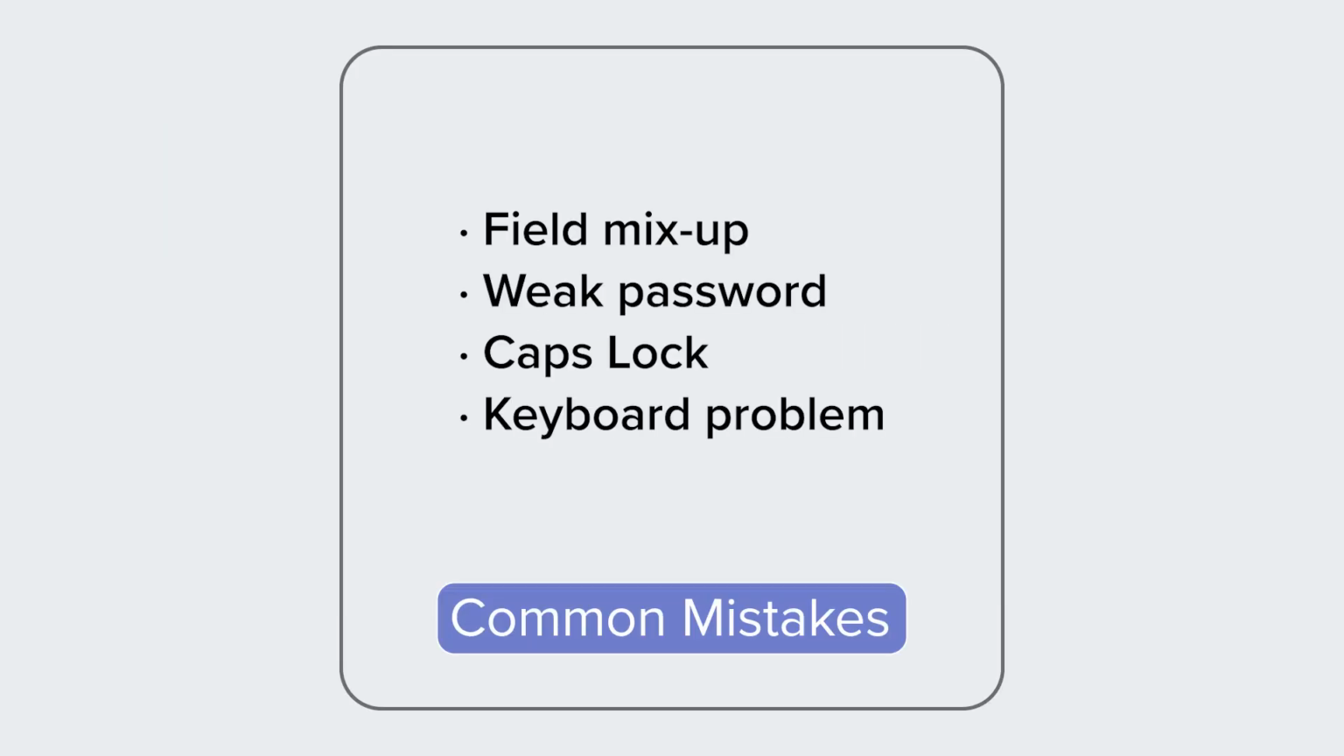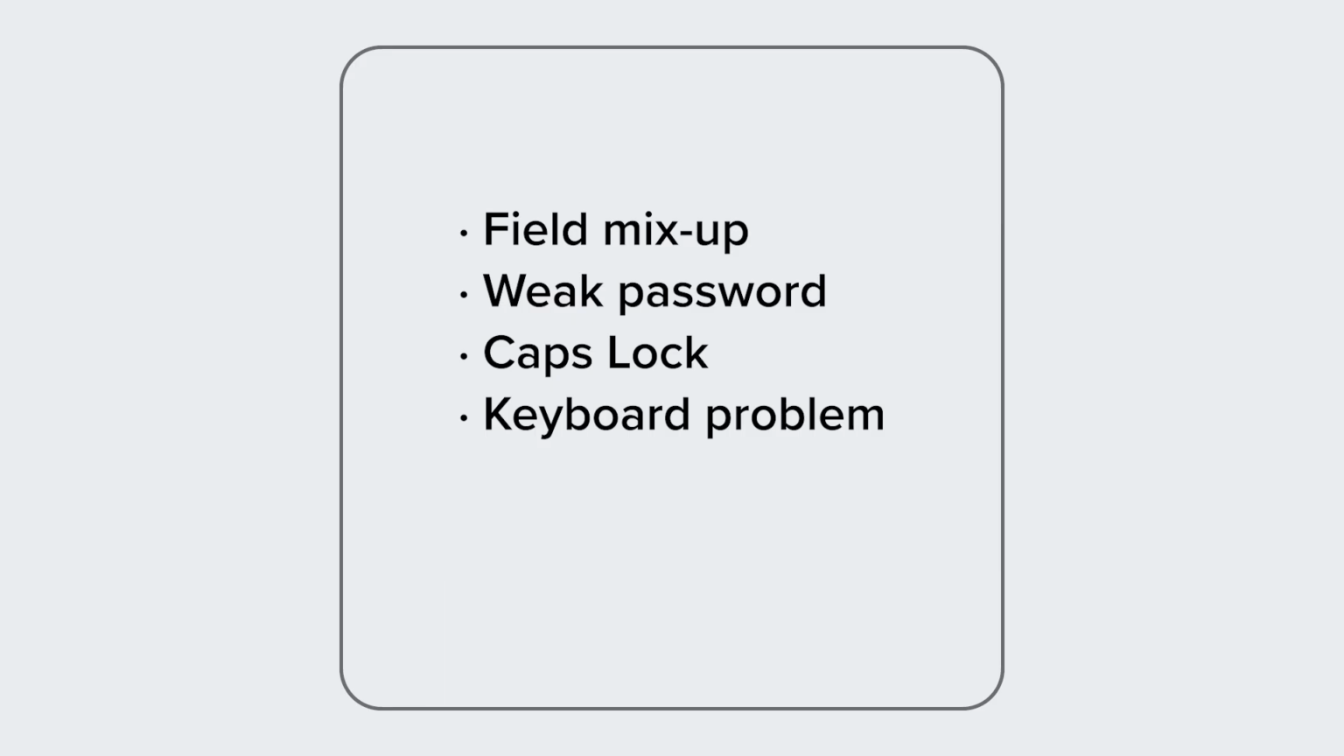Here are some common mistakes people make when entering a username and password. First, using the wrong field. Sometimes people type their username into the password box or their password into the username box. If something does not work, double check that each piece of information is in the correct field. Second, using a weak password. A common word or simple number sequence is easy to guess. A password should be something that other people cannot easily predict.